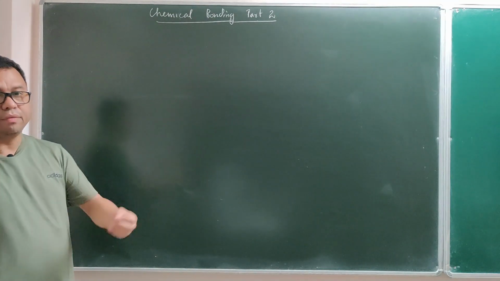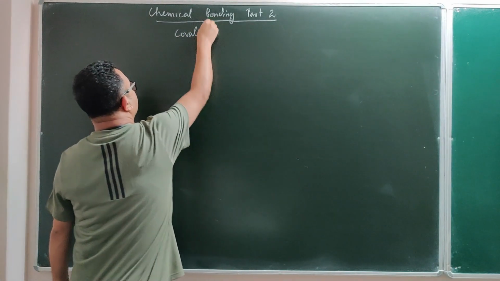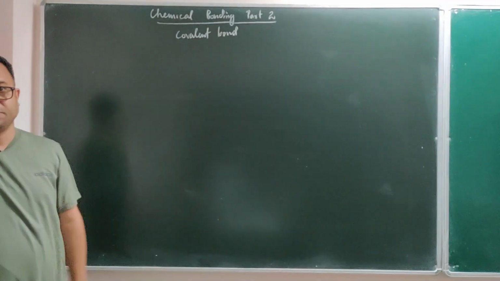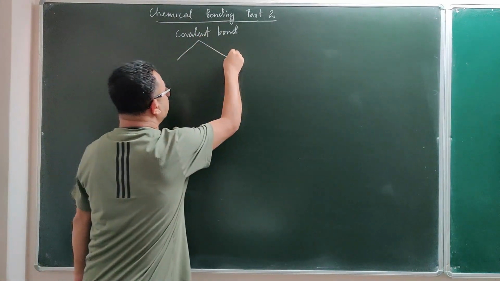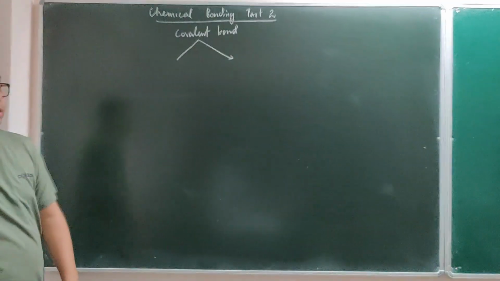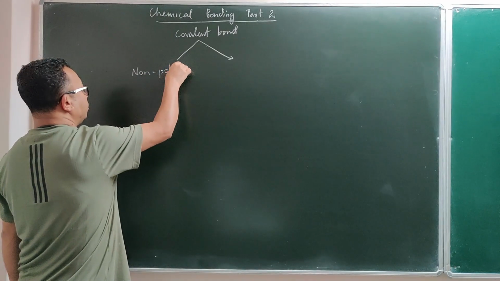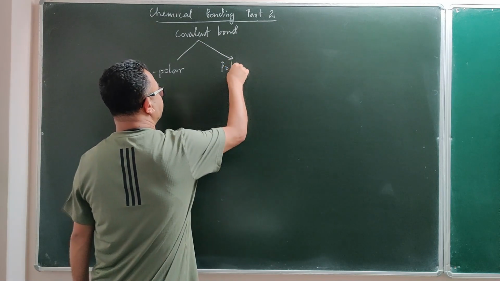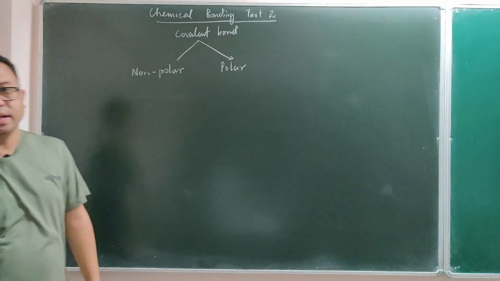Now moving further, the covalent bond, the one which is formed by sharing of electrons, as you saw in many examples in the previous class, is categorized under two headings. One is what is called a non-polar covalent compound, and the other is what is called a polar covalent compound. Now what is the difference between polar and non-polar?